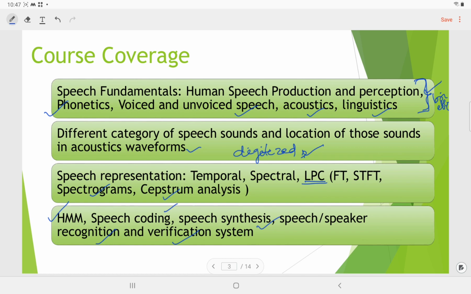And these are not the only applications in speech processing. There are many, such as text to speech conversion, language conversion, smart home applications. There are many applications of speech. If time permits, we will also cover those things.